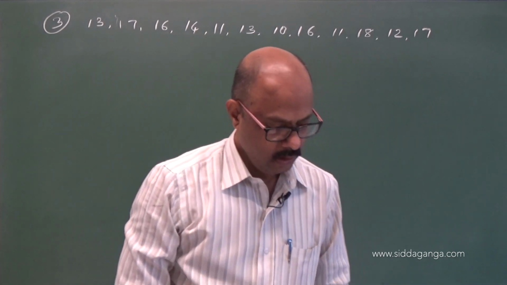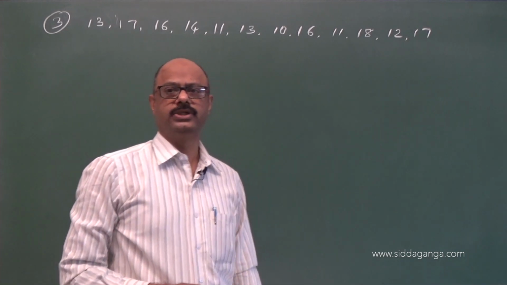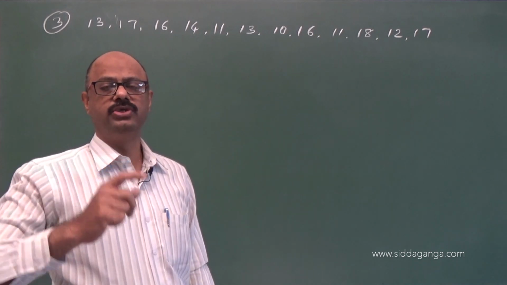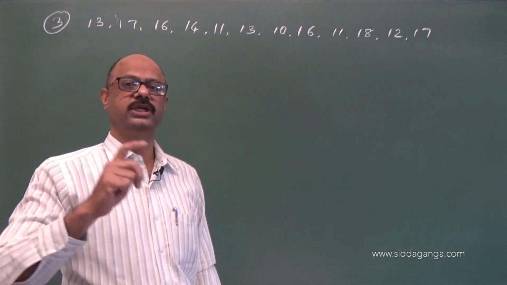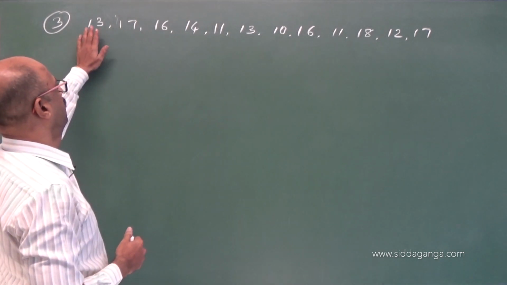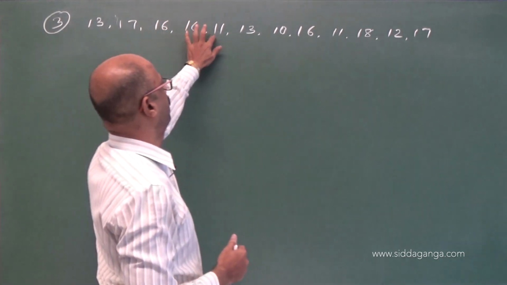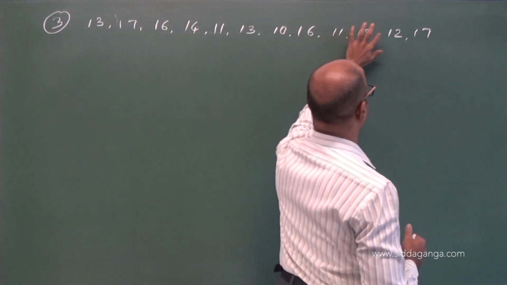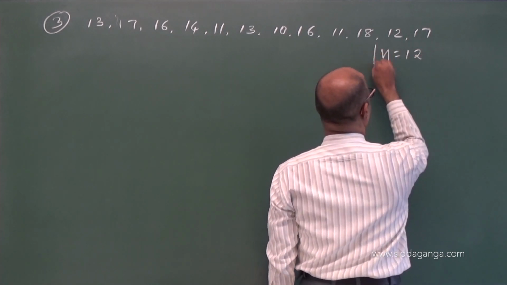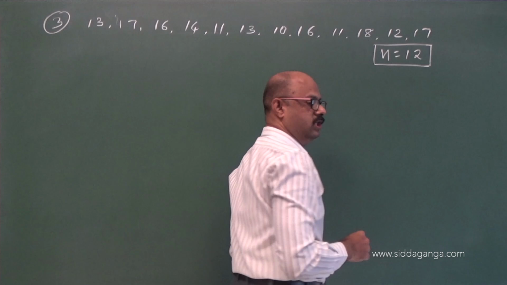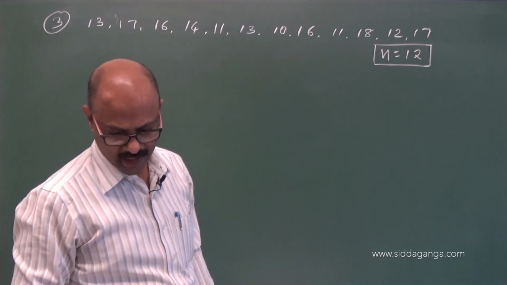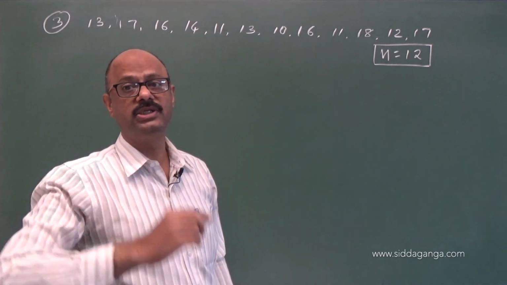So, whenever you come across the word median, first you should arrange in ascending order. Before arranging, we will count the numbers: 1, 2, 3, 4, 5, 6, 7, 8, 9, 10, 11, 12. So totally there are 12 numbers. Since frequency is not given in this problem, n is equal to 12.